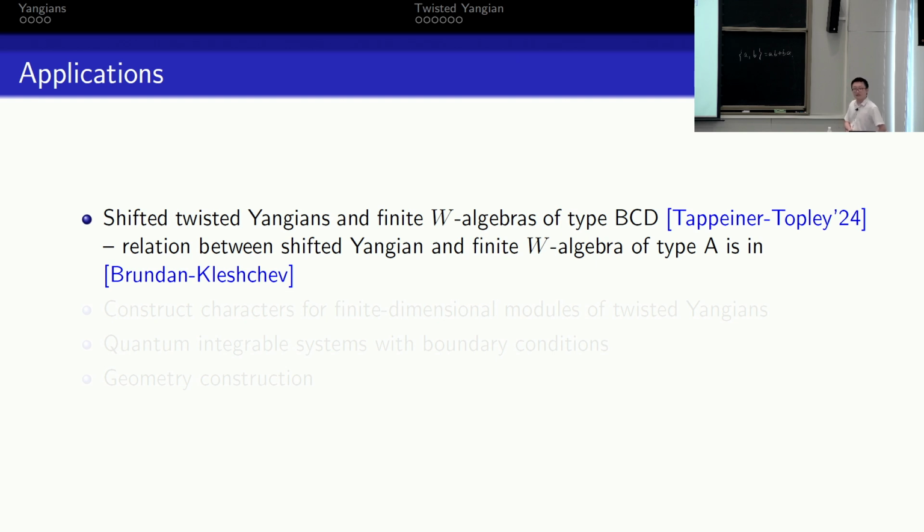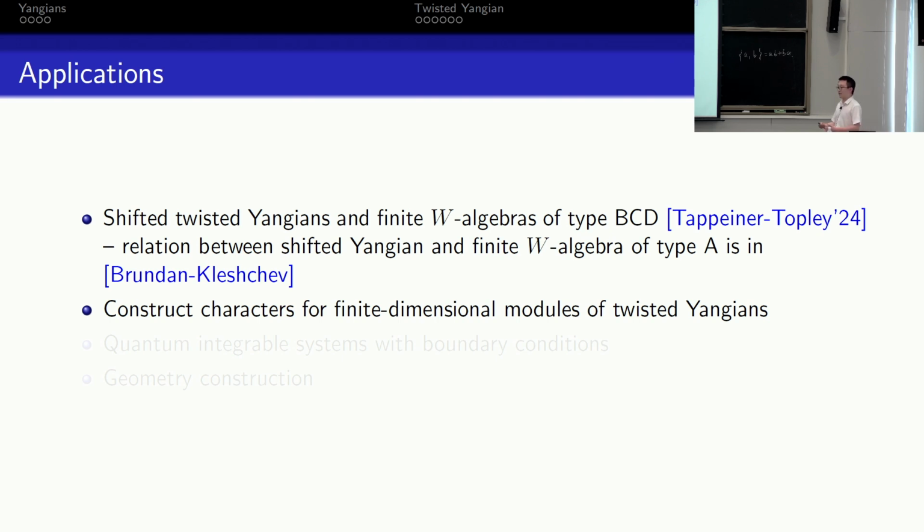And can I ask, what is the paper by Topley and Tappeiner? What do they state? This one they just posted last month. They did a semi-classical version of this. So roughly speaking, you need to consider some semi-classical limit of the shifted twisted Yangian, and that can be identified with some Slodowy slice in type BCD. Yeah. Also, I think Weiqiang and his collaborator are working in this direction, maybe on a slightly different problem.